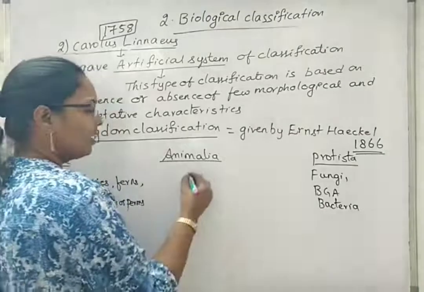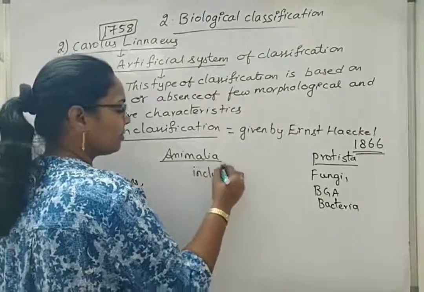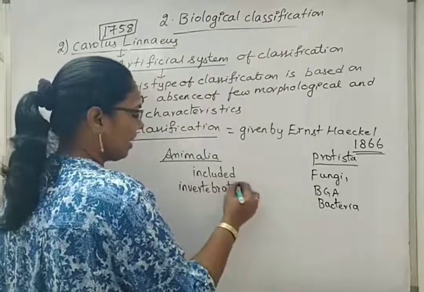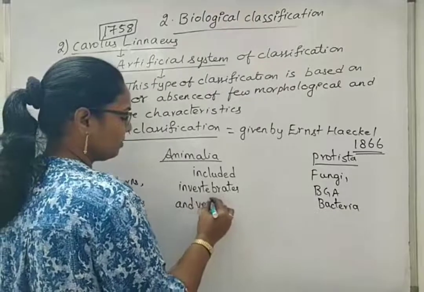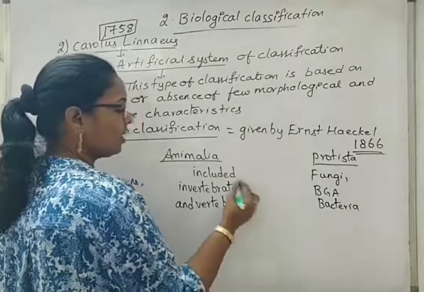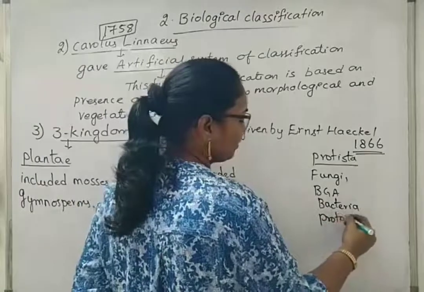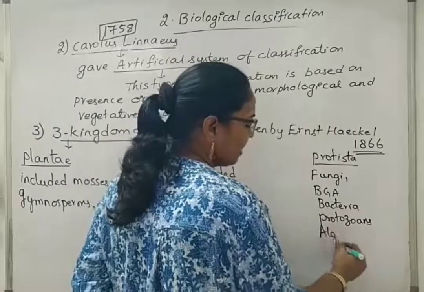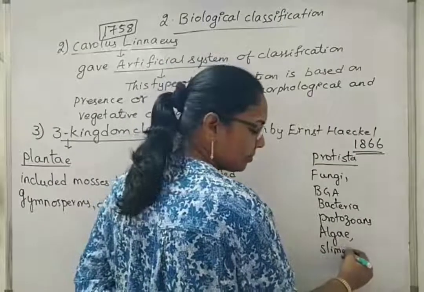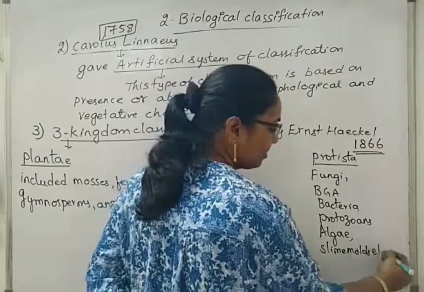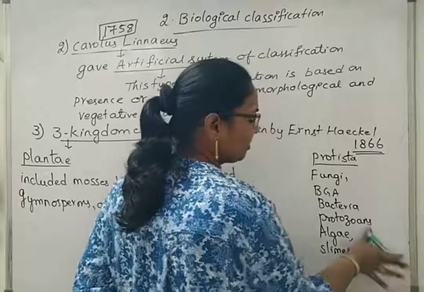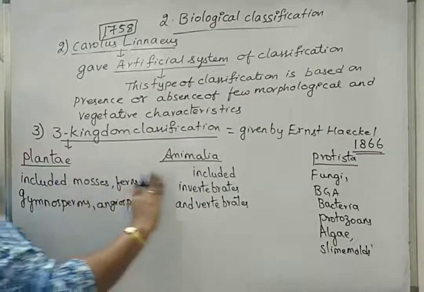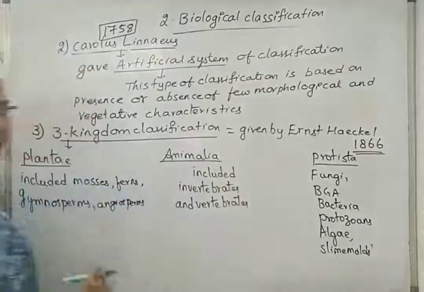Under Animaliae, Ernest Haeckel included invertebrates and vertebrates. He has taken protozoans from here, and kept under Protista. He also included algae, slime molds under Protista. So he has taken fungi and blue green algae, bacteria from here, protozoans from here, and kept under Protista.